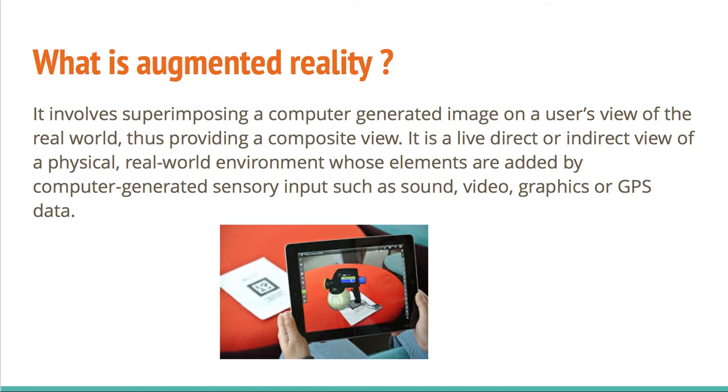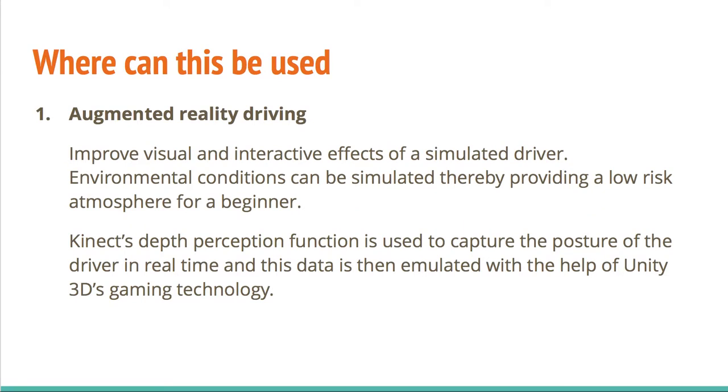So basically, it is a live, direct, or an indirect view of a physical, real world environment whose elements are added by computer generated sensories. And these kinds of inputs can be of various kinds. They can be in the form of sound, GPS signals, video, or various other forms.